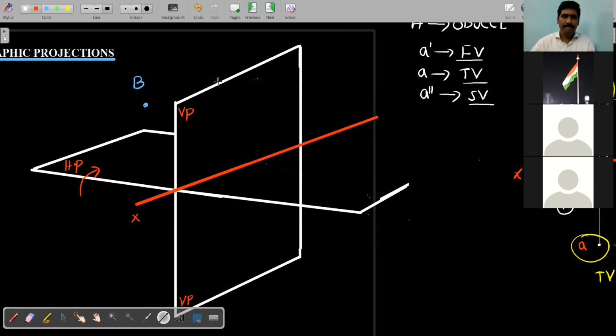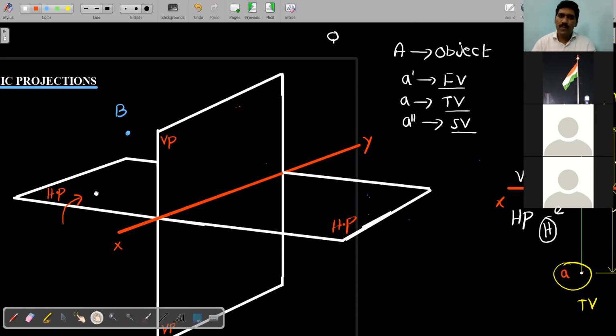XY line. Okay, so this is actually the horizontal plane. Okay, now tell me all of you, what is the position of your body? We are locating the body in which quadrant? All of you tell me, please. Second quadrant, sir. Second quadrant, right? Now tell me all of you, if any body is located in the second quadrant, how can you see the front view?